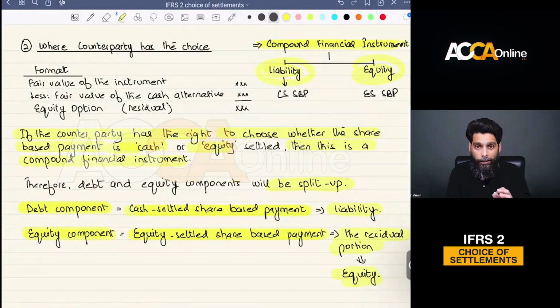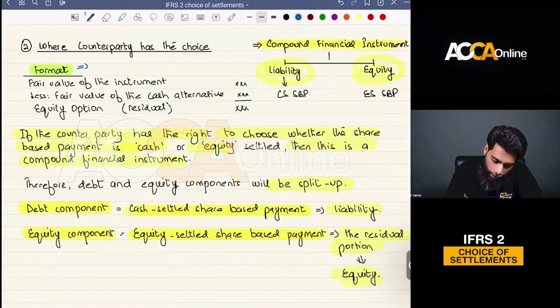A transaction where the counterparty has the choice to decide if they would want to settle in cash or shares. This is a compound financial instrument for us. And since this is a compound financial instrument for us, we will do split accounting. Now the question is, sir, how we are going to do split accounting? Guys, the answer is, first of all, the format that you are going to follow, and this format you are going to follow at the grant date. Each and every measurement is going to happen at the grant date.